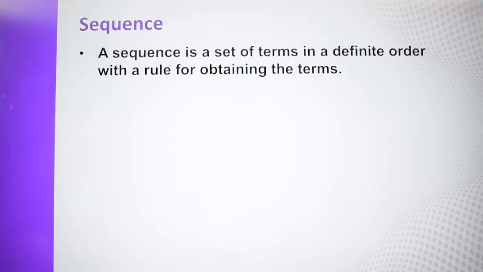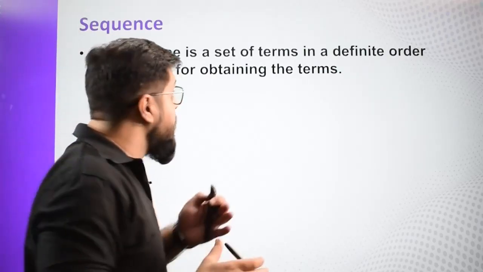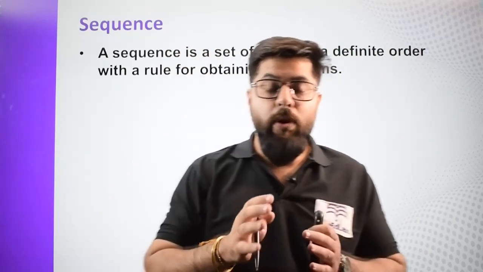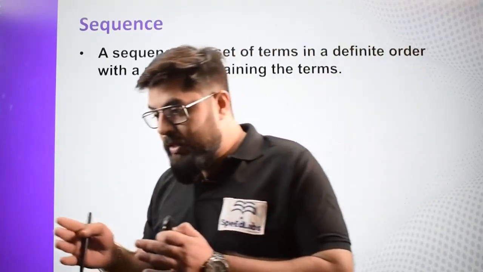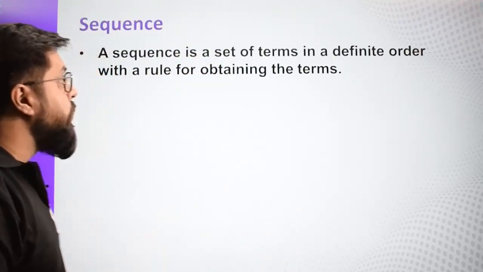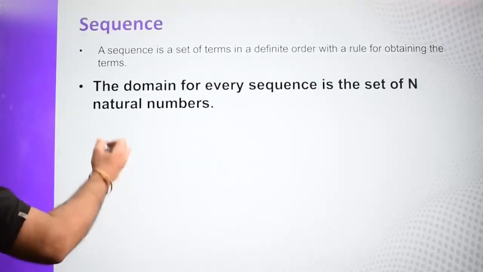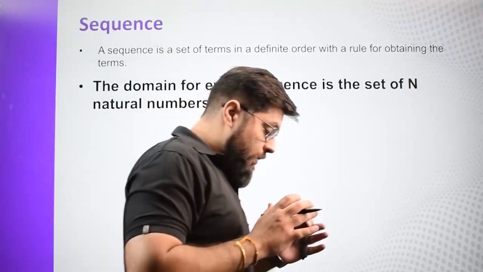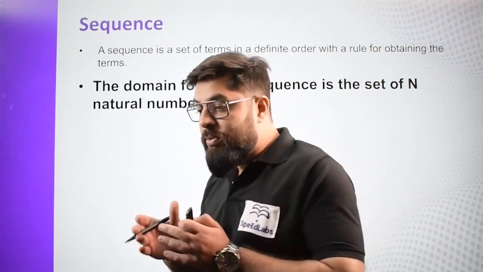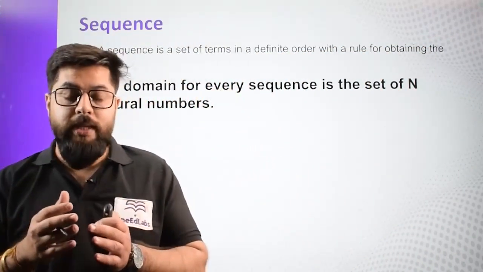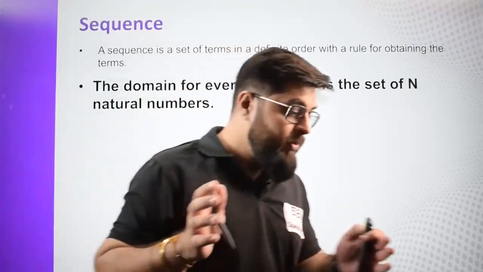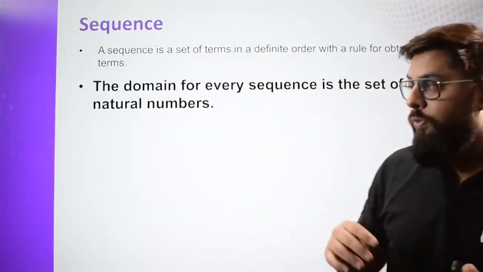So how will we define a sequence? A sequence is a set of all the terms which are defined by a certain particular rule or a particular pattern. That is, the terms will follow a particular pattern or a particular rule. And when we talk about how many terms a sequence has, a sequence always has a natural number of terms. That is, we will have either 5 terms, 10 terms, or 15 terms. So the domain will be the natural numbers.